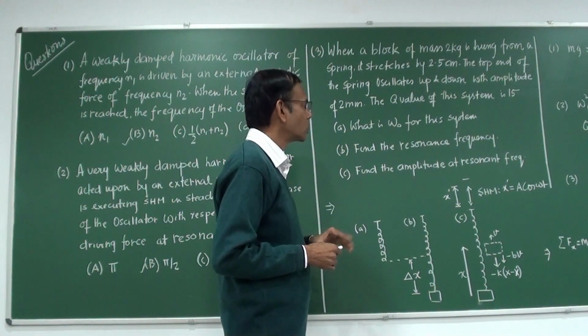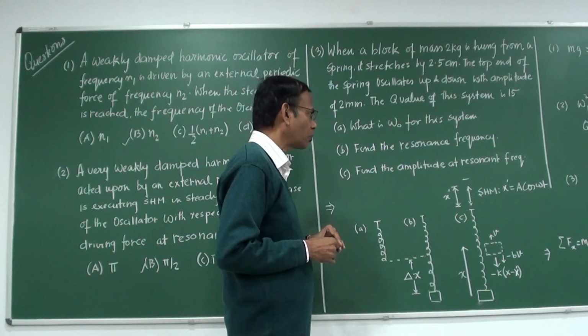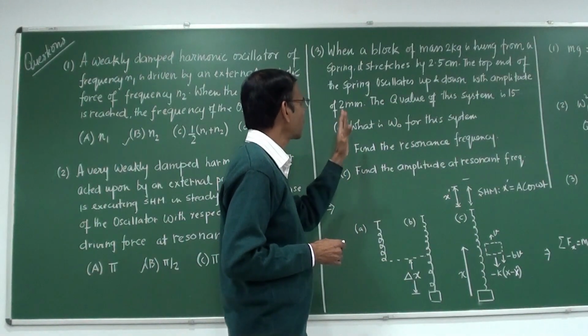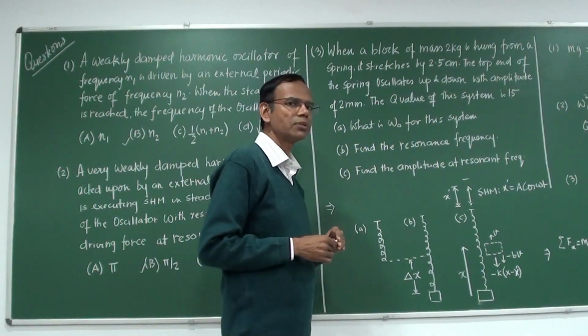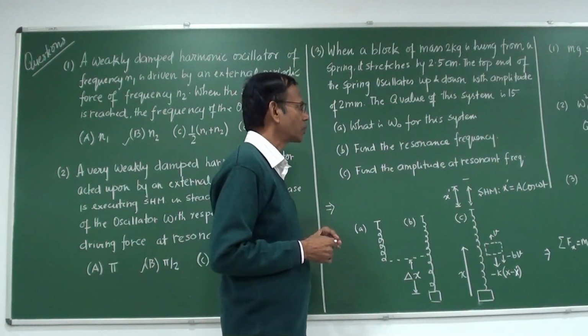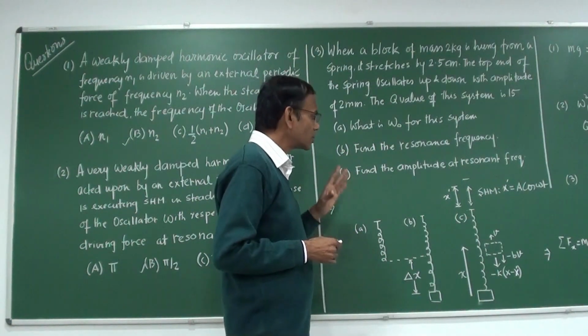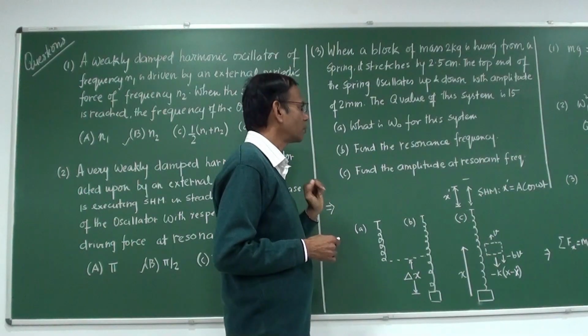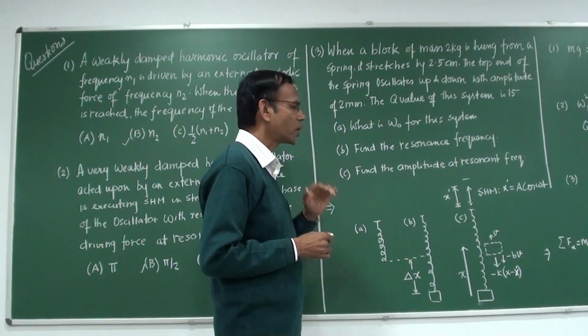Alright. So there we have to find out the value of gamma. Now gamma you can calculate because the Q value of the system is given, and Q is equal to omega 0 by gamma, so you can find that out. The third part here is what we have to find out.